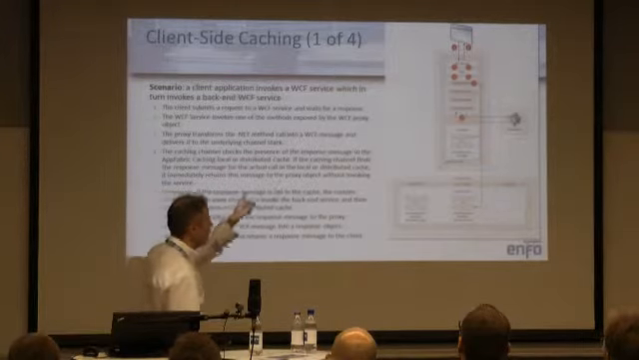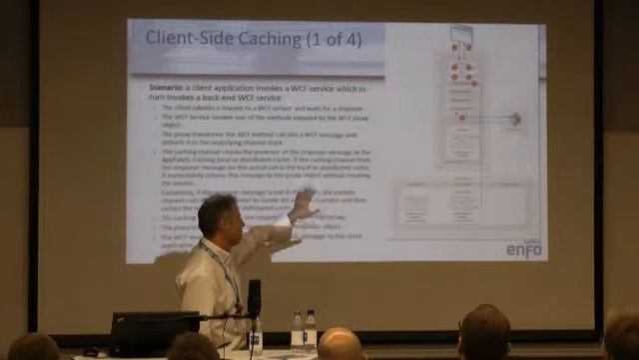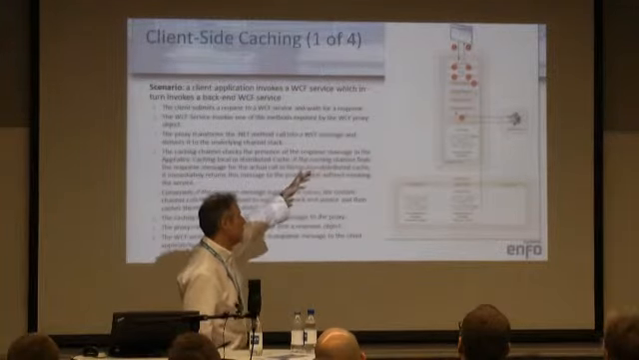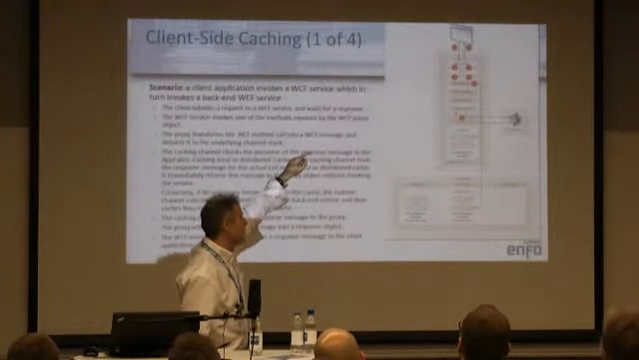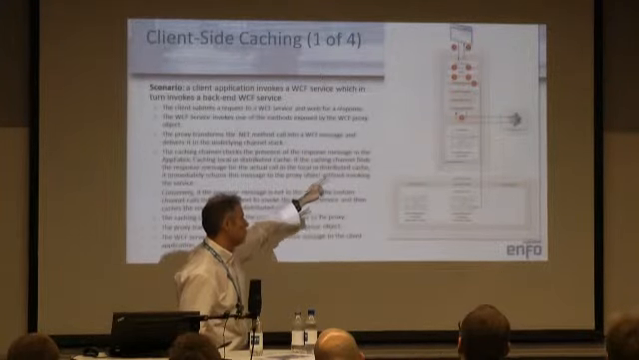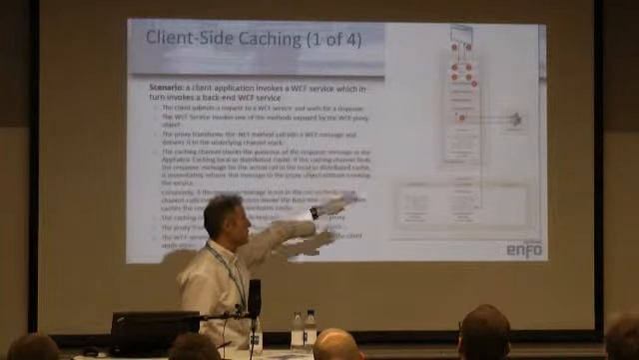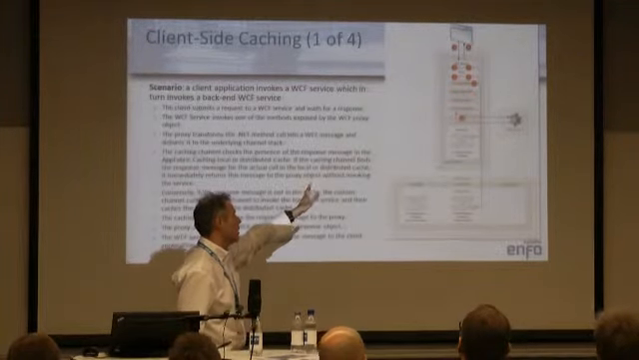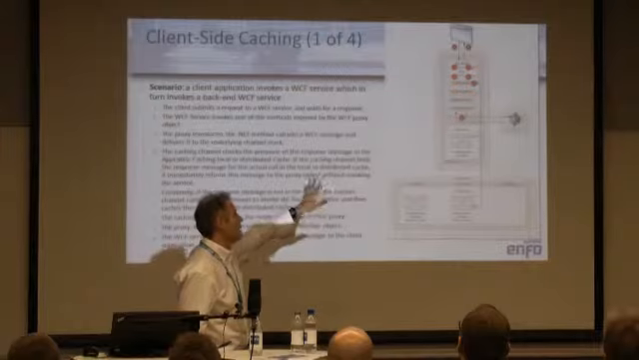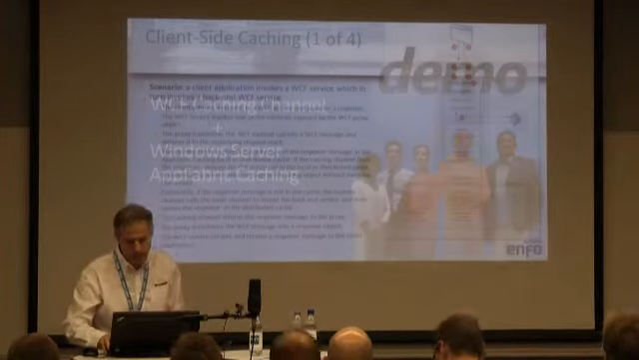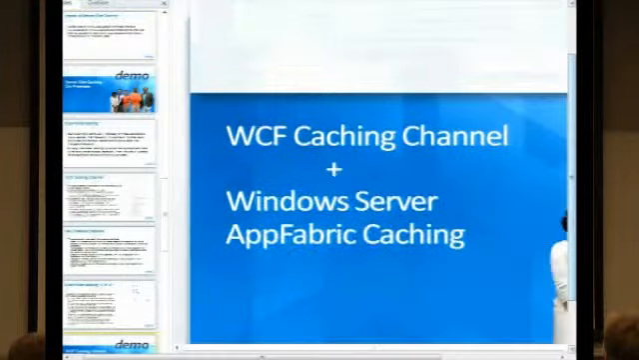The caching channel at runtime checks the presence of the response in the cache. If it's in there, it immediately returns the result. Otherwise, the request goes all the way down the channel stack to the transport channel. The transport channel sends the request message to the service. The service answers with a response, and the response gets cached by the caching channel on the way back. Okay, so let's see a demo.